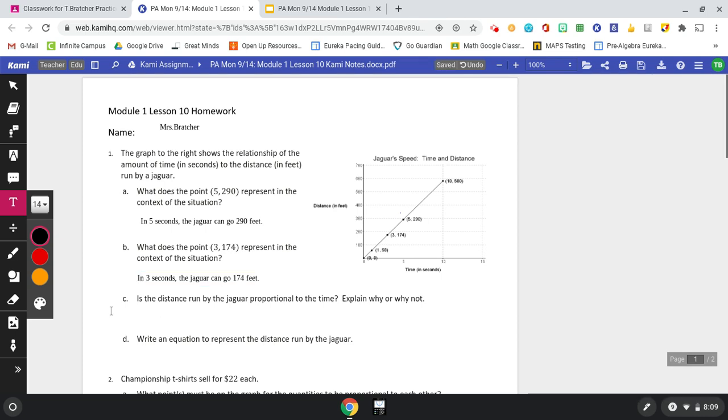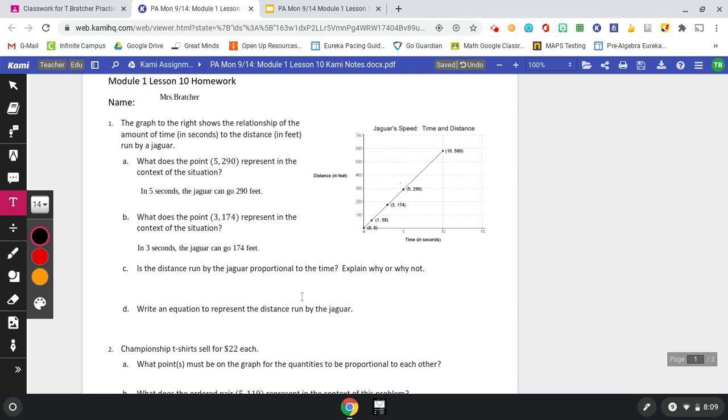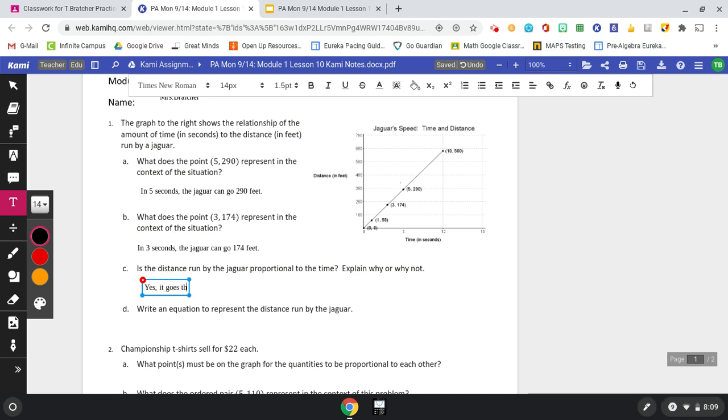And it says C, is the distance run by the Jaguar proportional to the time? Explain why or why not. So again, if you're looking at a graph, there are two easy things to check to know if it's proportional: if it goes through the origin and if it's a straight line. And it has both of those things. So yes, it starts at the origin and it is a straight line.